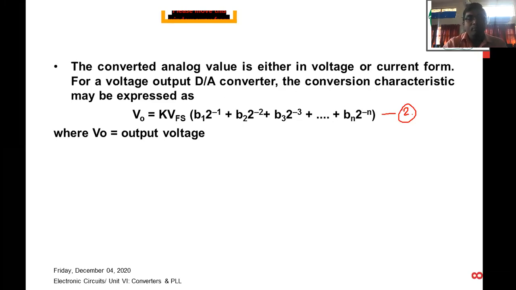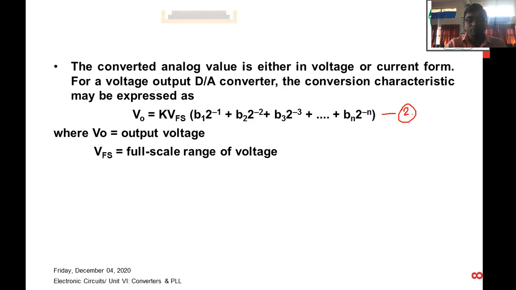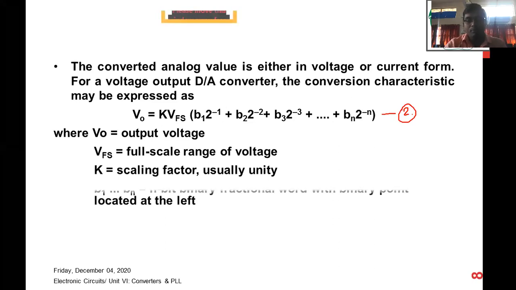So what are the terms here? V0 is nothing but the output voltage. VFS is the full scale range of voltage of the digital to analog converter. K is a scaling factor. Generally it is a constant, and it remains at the value of 1, unity.